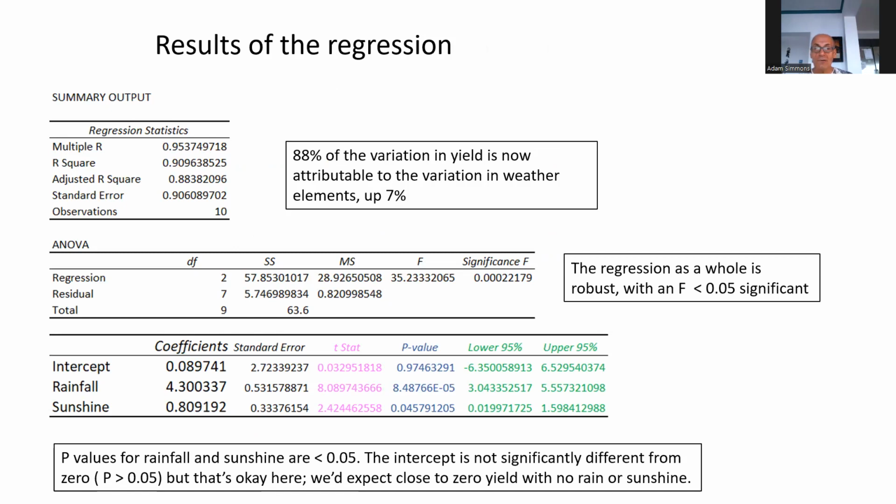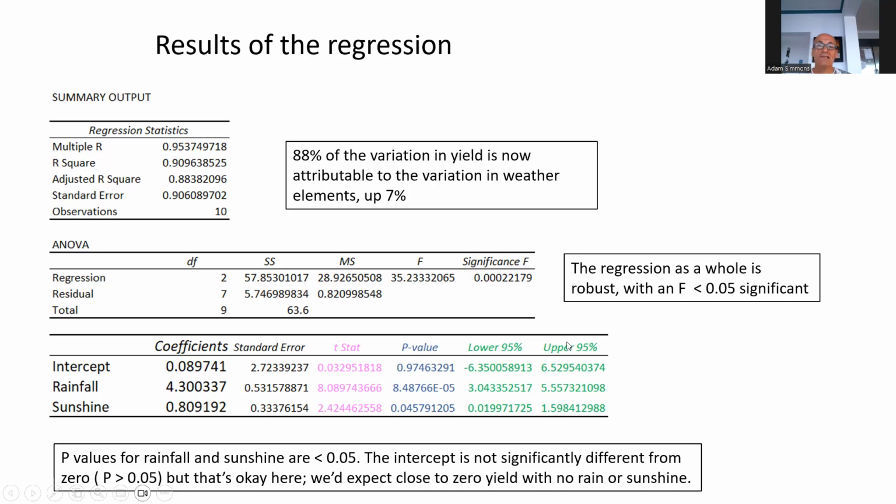We now do use this middle bit, the ANOVA section. We don't need to worry too much about it. Just look at the significance of the F in the last column there. And you can see it's well below 0.05, 5%. So we're happy. We don't need to worry about that.